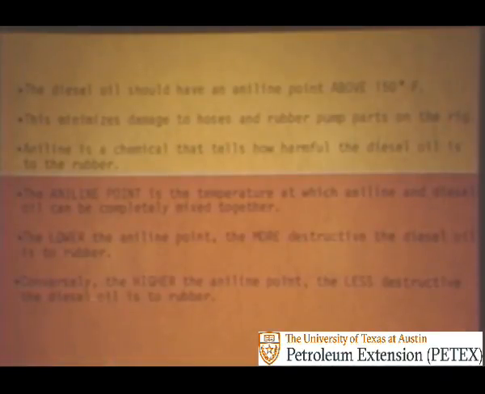Also, the diesel oil should have an aniline point above 150 degrees Fahrenheit. This minimizes damage to hoses and rubber pump parts on the rig. Aniline is a chemical that tells how harmful a diesel oil is to rubber. The aniline point is the temperature at which aniline and the diesel oil can be completely mixed together. The lower the aniline point, the more destructive is the diesel oil to rubber. Conversely, the higher the aniline point, the less destructive is the diesel oil to rubber.